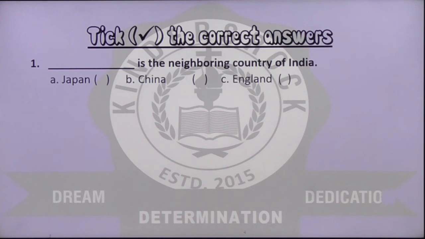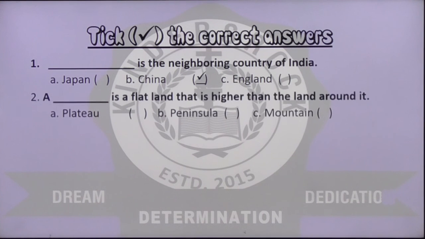What is the neighboring country of India? Is Japan the neighboring country of India? China or England? Of course it is China. Very good. A dash is a flat land that is higher than the land around it. A flat land, I told you about a tableland. Okay, that is plateau. It is plateau, not the peninsula or the mountains.